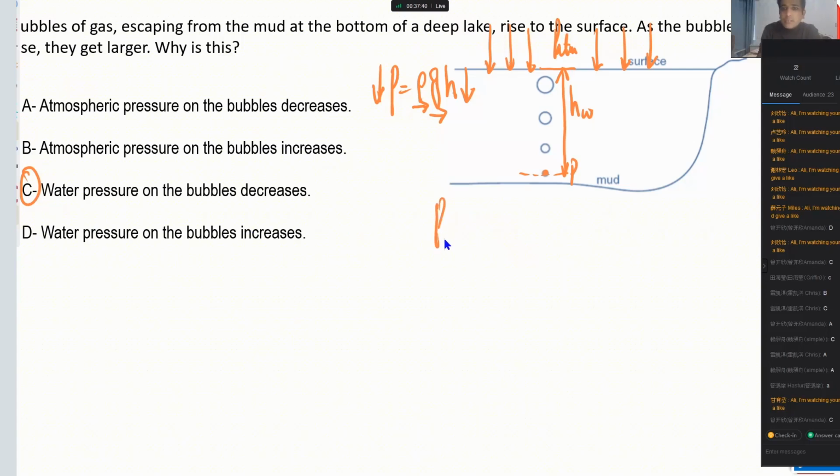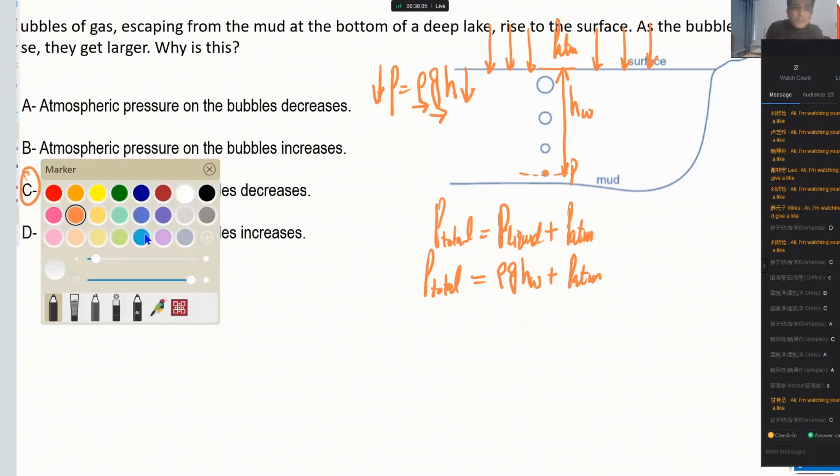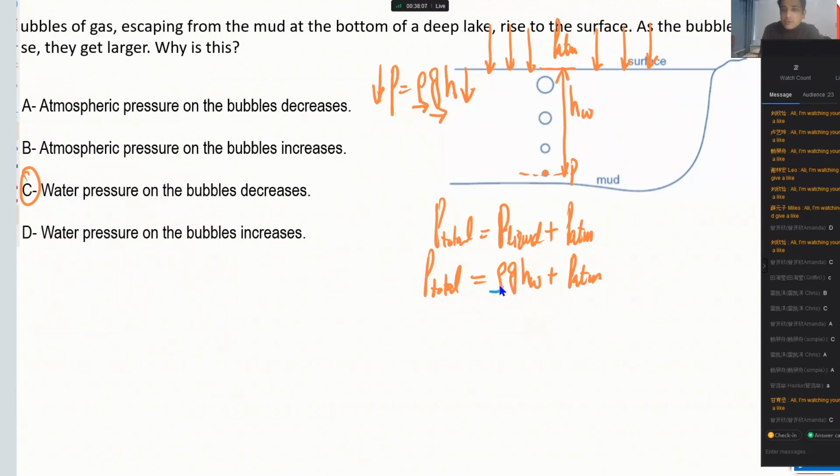So let me explain a little to you. P total has to be equal to P due to the liquid, or you can say water in this case, plus P atmospheric. P liquid is rho g h_w, and this is P atmospheric. Now in this case, you need to understand what is not changing and what is changing. If you look at this now, density of the liquid is not changing, but h_w is decreasing.